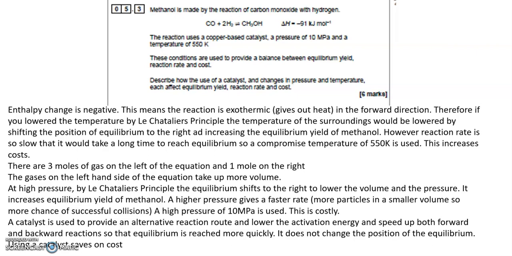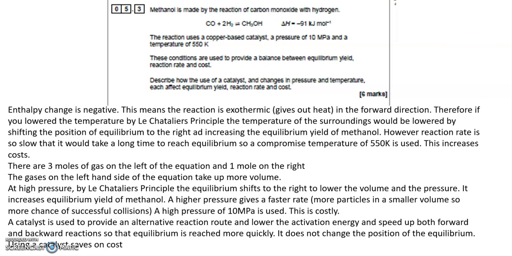So that's why a compromise temperature is used, 550 Kelvin. It means that more particles have the activation energy, the energy needed to react, so the equilibrium will be reached quicker, but you do not get as big a shift to the right hand side in terms of position of equilibrium, because you've used a slightly higher temperature. It's also going to increase cost as well, but you have to compromise.